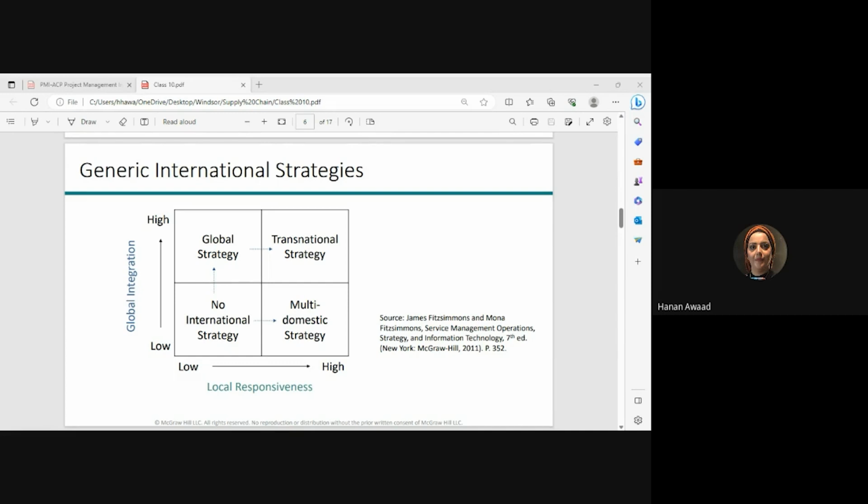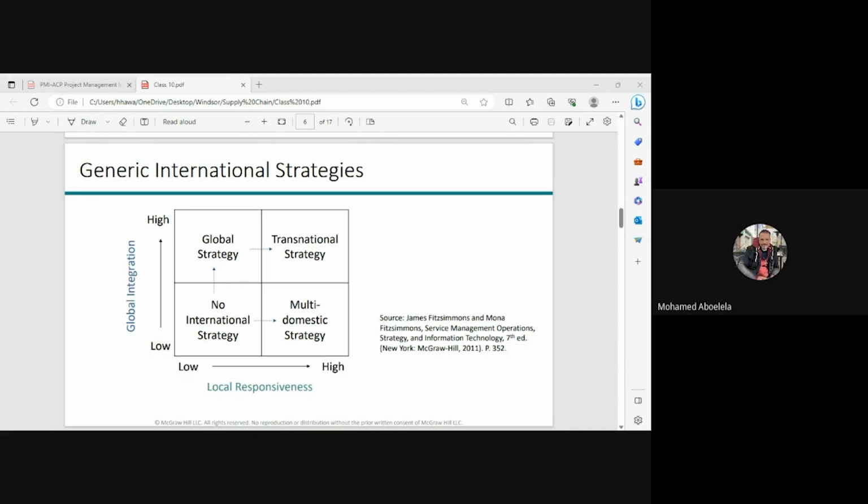I changed the product characteristics to gear towards local requirements. In global strategy, we don't change the product characteristics. It's the same in all countries or all regions. In transnational, no, there are differences. There are differences in the product itself, in the service itself.